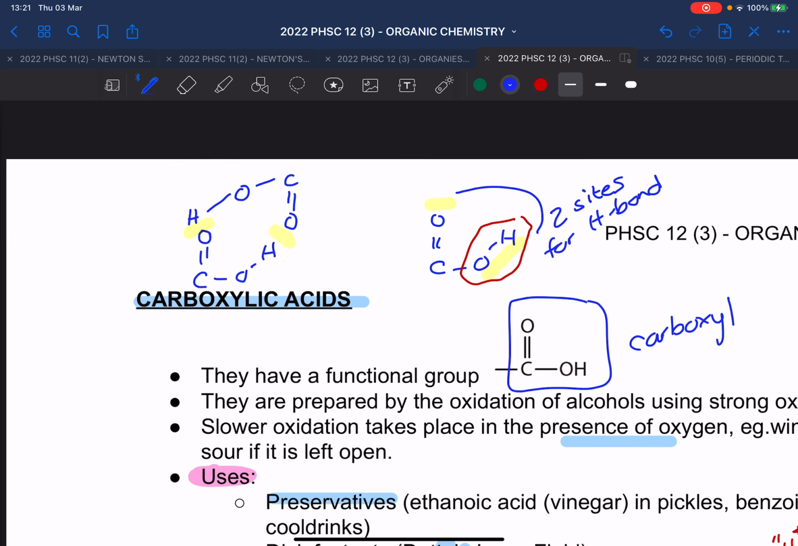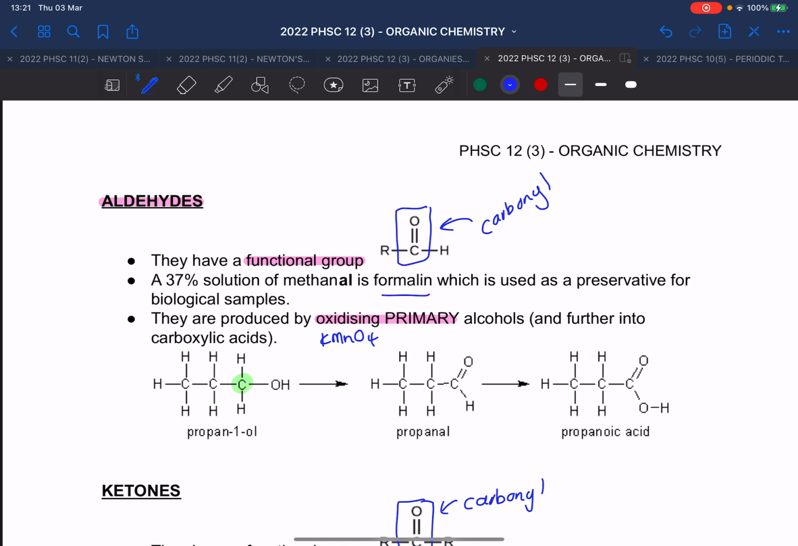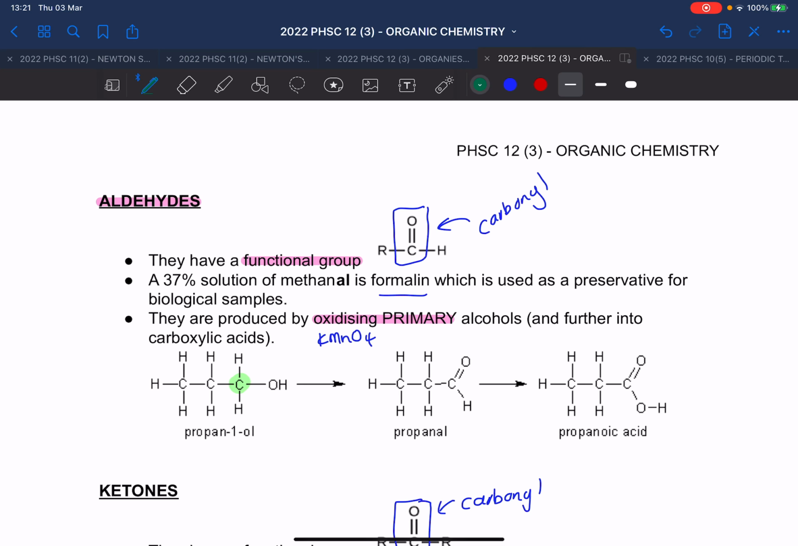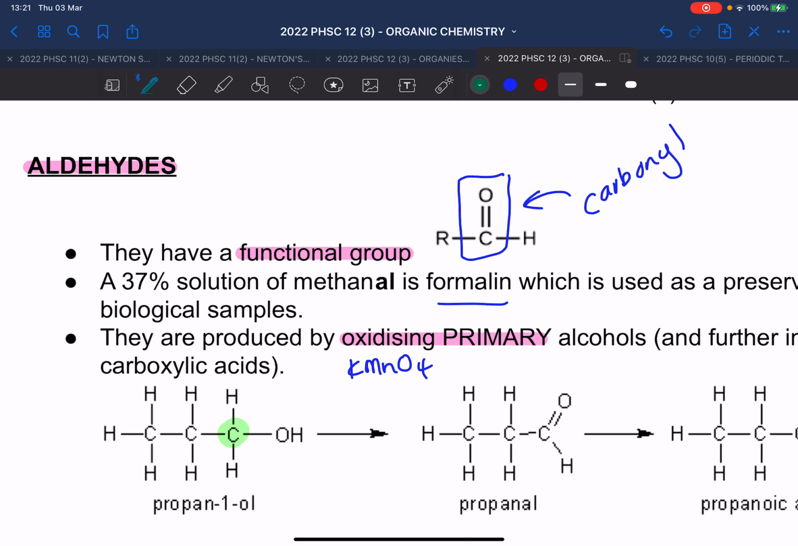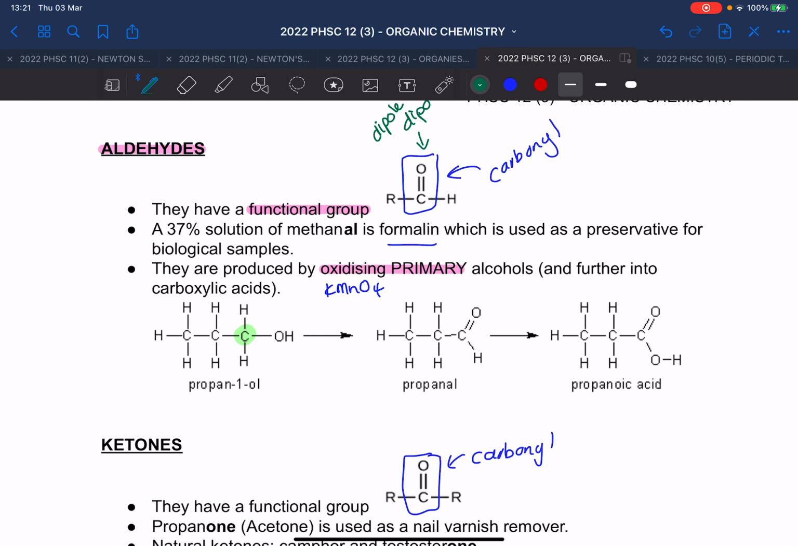Then, if you look at the aldehydes on the previous page, now you can say, man, that looks like the carboxylic acid, but because there's no hydrogen on the OH, the hydroxyl group, this here will only form a dipole force, because there's not an OH to form that hydrogen bond. And the same thing with the ketones, that is dipole.